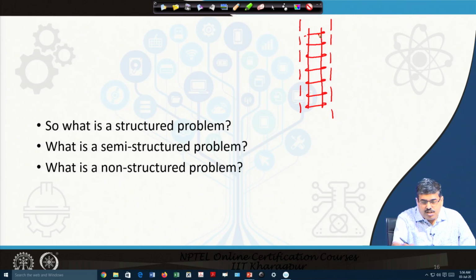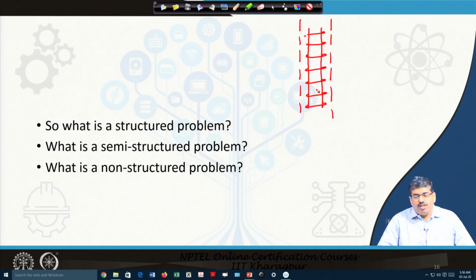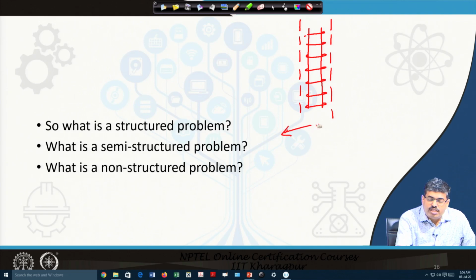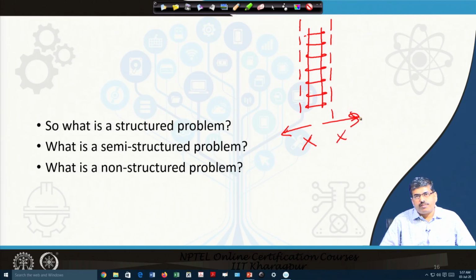So, what are we doing? This is a structure. What is happening in a structure? This cannot sway this way or that way, right? This is not allowed. So, what is a structured problem? A structured problem is very well defined. It cannot be interpreted in any other manner. It is very well defined.